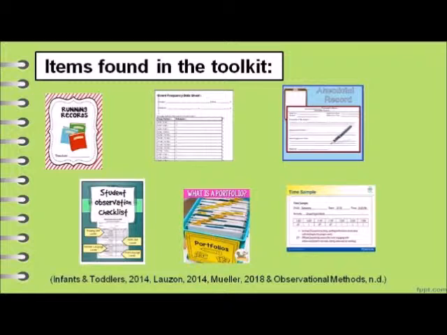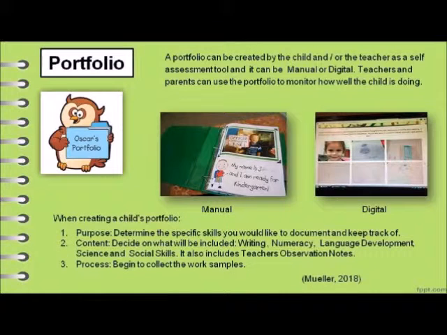The observer records what the student says or does for a given length of time or activity. 6. Portfolio, which is a collection of a child's work samples to show developmental growth and learning performance, and the teacher's observation notes over a period of time. A portfolio can be created by the child and or the teacher as a self-assessment tool, and it can be manual or digital. Teachers and parents can use the portfolio to monitor how well the child is doing.